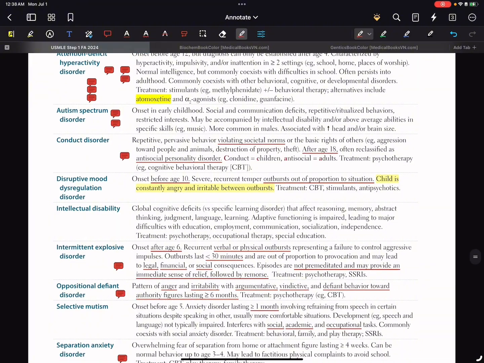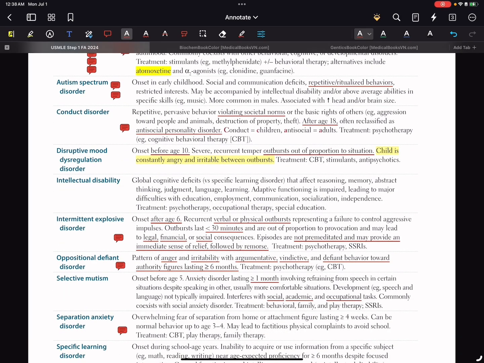Autism spectrum disorder: onset in early childhood, social and communication deficits, repetitive stereotyped behaviors. This is very important: repetitive stereotyped behaviors. For example, the patient likes to sit in the same seat in school. He likes to do repeated actions. Restricted interests may be accompanied by intellectual disability or above average abilities in specific skills such as music. The patient would be very interested in numbers and it is very hard to shift the topic from the numbers. More commonly associated with increased head and brain size.